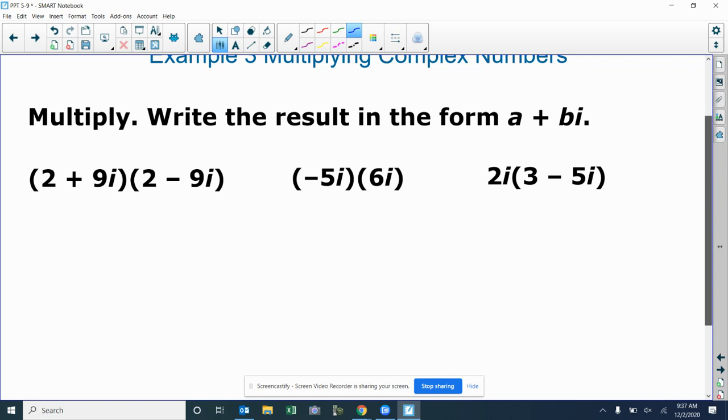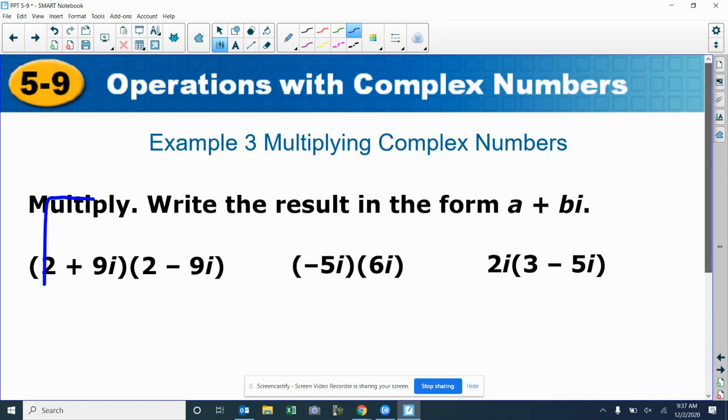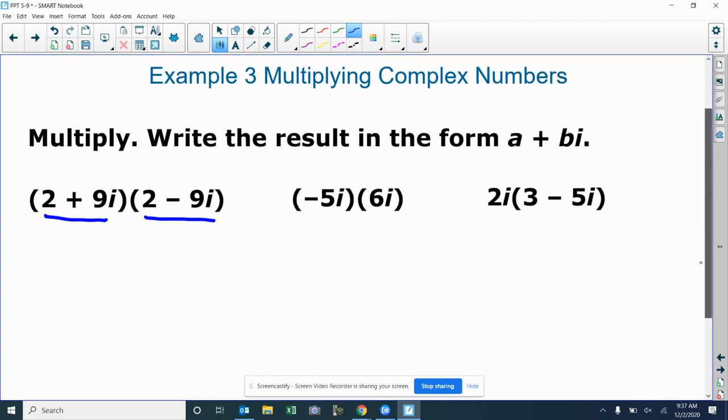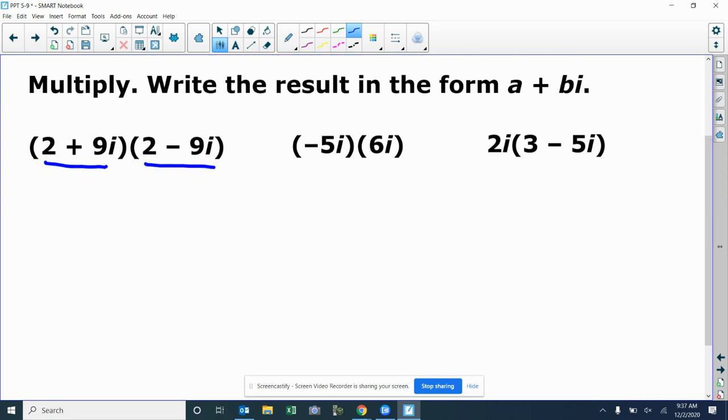So you're foiling this first one. Notice what this is, those of you interested. Okay? 2 plus 9i, 2 minus 9i, those are complex conjugates, aren't they? We've had that. We were finding that in one of our assessments, we had to find a complex conjugate. When you have a complex conjugate, it's kind of cool. Let's see what happens here.